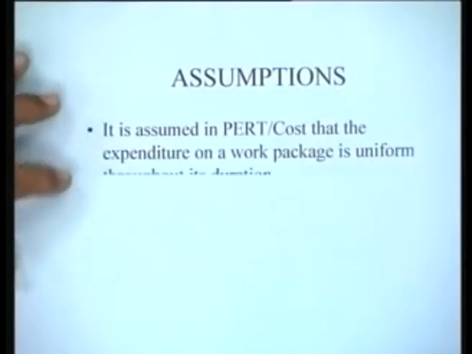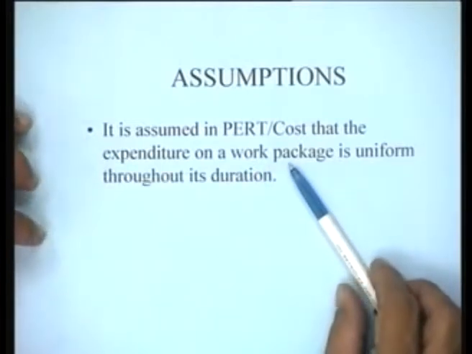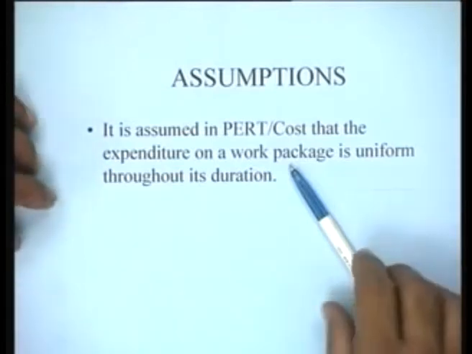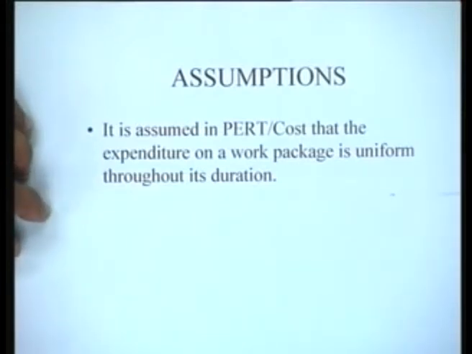Let us now look at some of the assumptions in PERT cost. Well, the assumptions are, this seems to be a very limiting assumption. What it says is that it is assumed in PERT cost that the expenditure on a work package is uniform throughout its duration, which means a work package might have a duration, typically 3 months, 2 months, 6 months, as the case may be. The assumption being made is that during each month the total expenditure on a work package is constant, right. Now, this could be true and this need not necessarily be true. We will talk about this assumption in greater detail a little later.